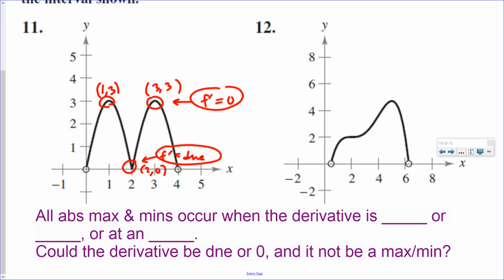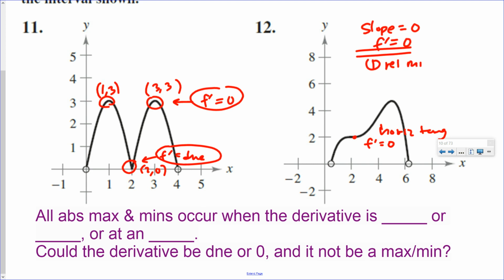See this point right here? Is that a max or a min? No. But what's the slope there? 0. Do you see it? And this is called a horizontal tangent line. You guys have seen vertical tangent lines. Okay, these are horizontal tangent lines. And so whenever you have a slope of 0, meaning if the derivative is 0, you could have three things happening. You could have a relative min there. You could have a relative max there. Or you could have a horizontal tangent line.